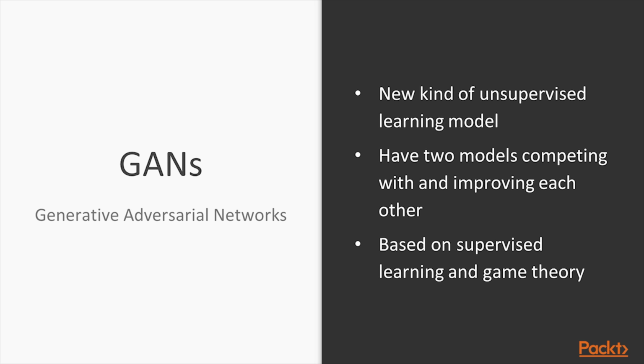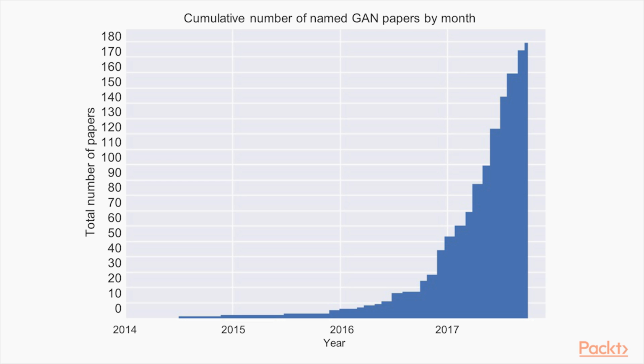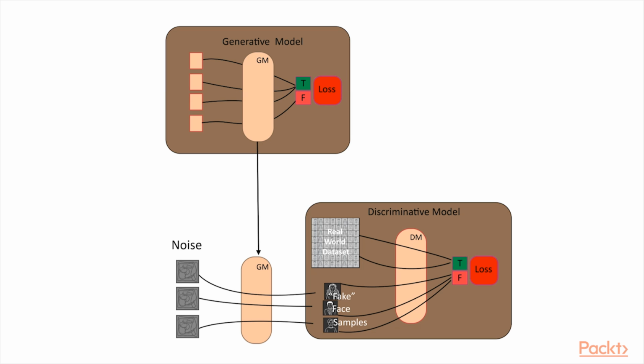The architecture was originally based on supervised learning and game theory, and its main objective is to basically learn to generate realistic samples from an original dataset of elements of the same class. GANs allow new applications to produce new samples from a previous set of samples, including completing missing information. It's worth noting that the amount of research on GANs is increasing at an almost exponential rate, as depicted in the graph.